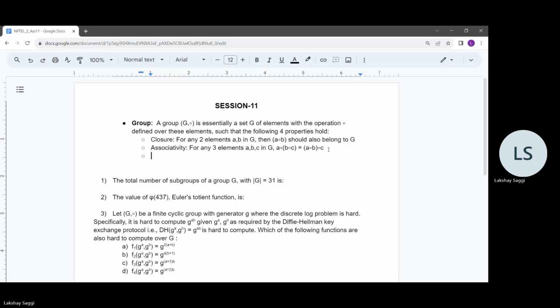And then the third property which should hold is the existence of an identity element. So what does an identity element mean? Let's see intuitively first, before writing the definition. We have learned in lower classes that zero is the additive identity, and one is the multiplicative identity.